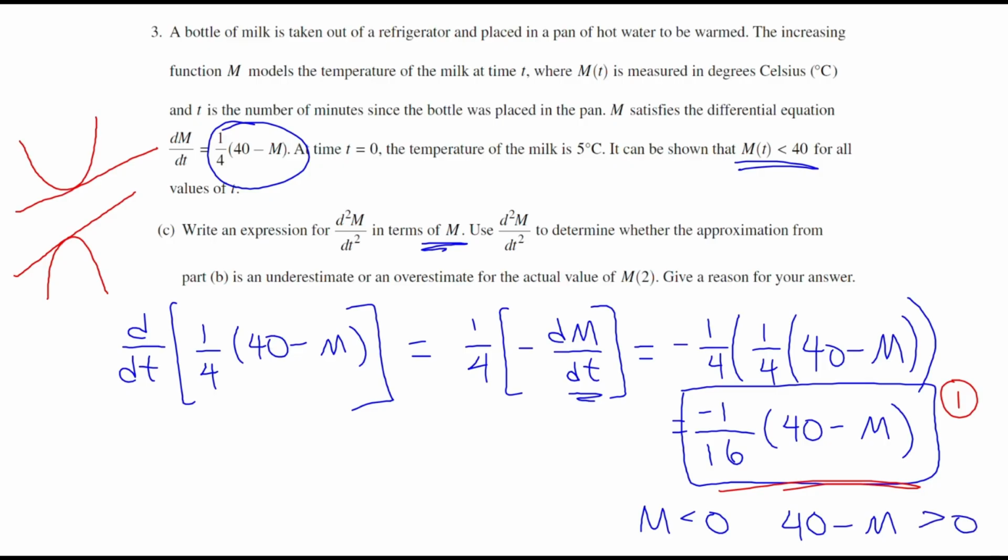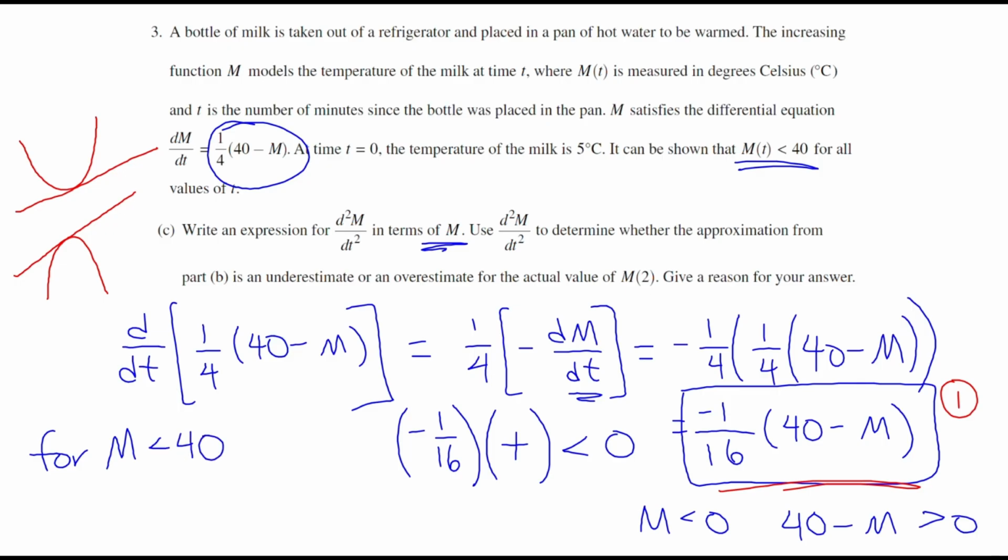So what we've got here is negative 1/16 times something that is greater than 0, times a positive number, which is certainly going to be less than 0. So what we'll note is that for m less than 40, the second derivative is going to be less than 0. So m is concave down.